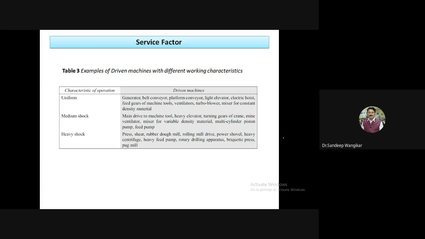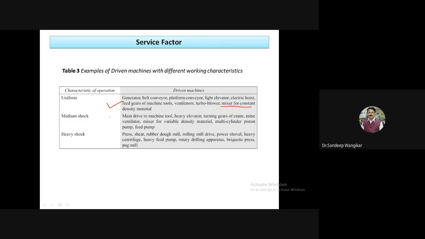Okay, the examples of driven machine with different working conditions. Now we have discussed driving. Now let us concentrate on driven machines with different working conditions. So driven machine, when I say uniform, then generator, belt conveyor, platform conveyor, light elevators, electric hoist. So driven machines also uniform, no problem. Mixer with constant density material. This is one when anyone is mixing with constant density material. So it will be uniform.